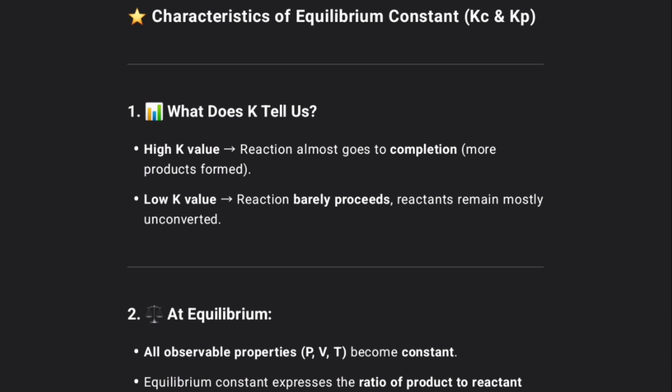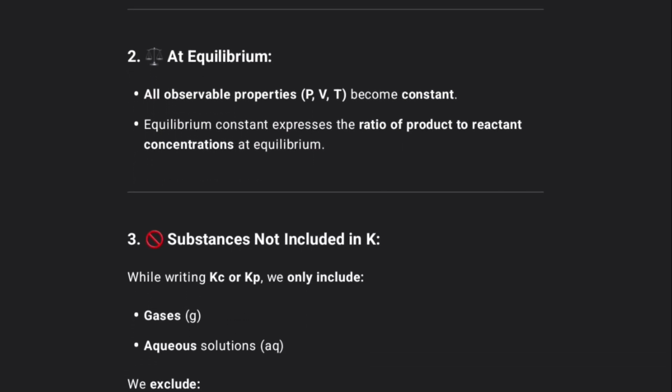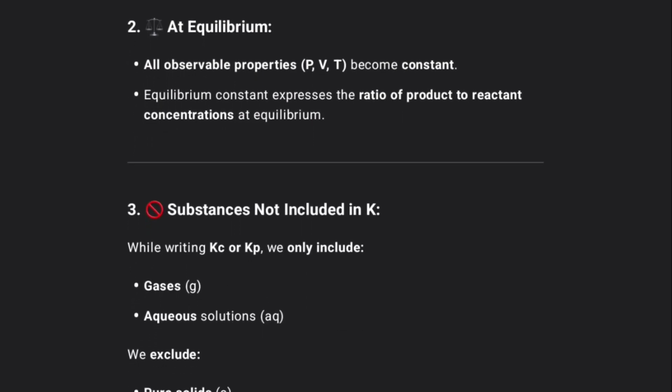High K value: the reaction almost goes to completion, and more products are formed. Low K value: the reaction barely proceeds, and reactants remain mostly unconverted. At equilibrium, all observable properties, P, V, T, become constant. The equilibrium constant expresses the ratio of product to reactant concentrations at equilibrium.